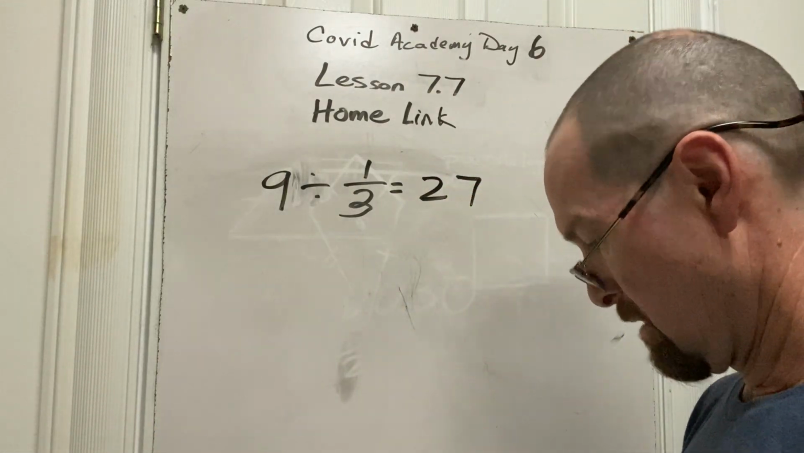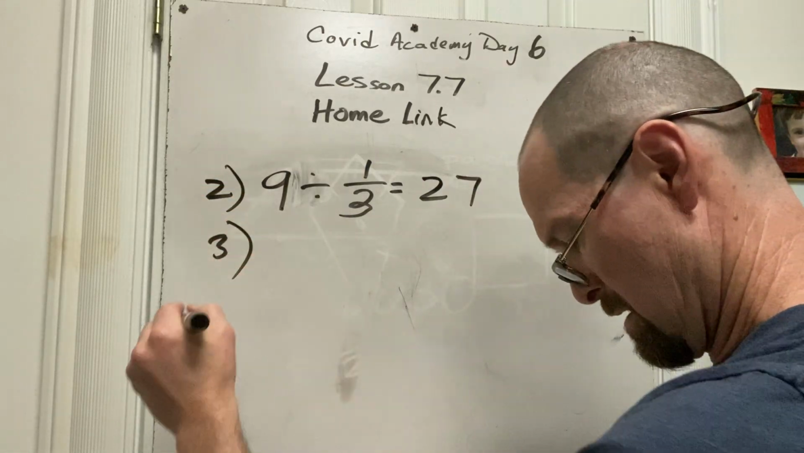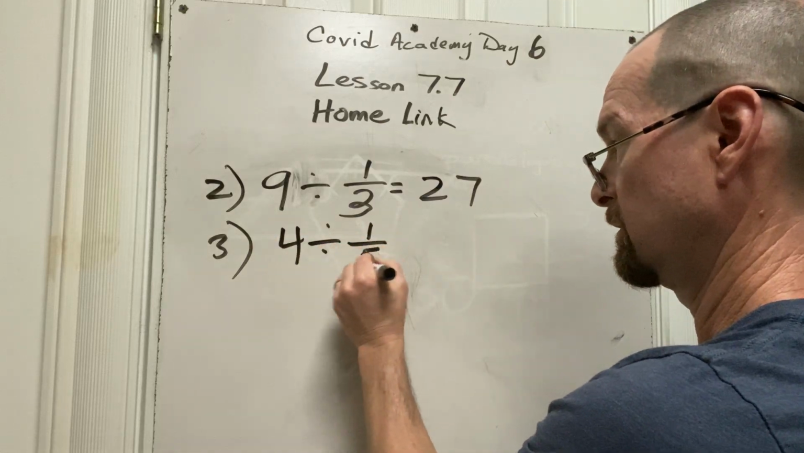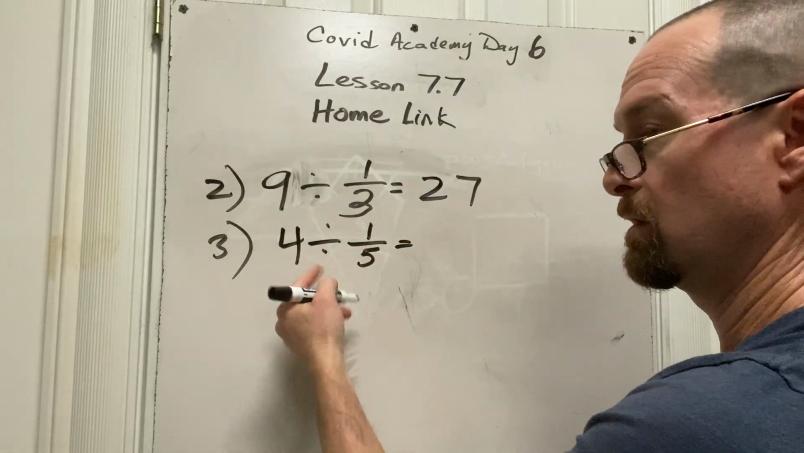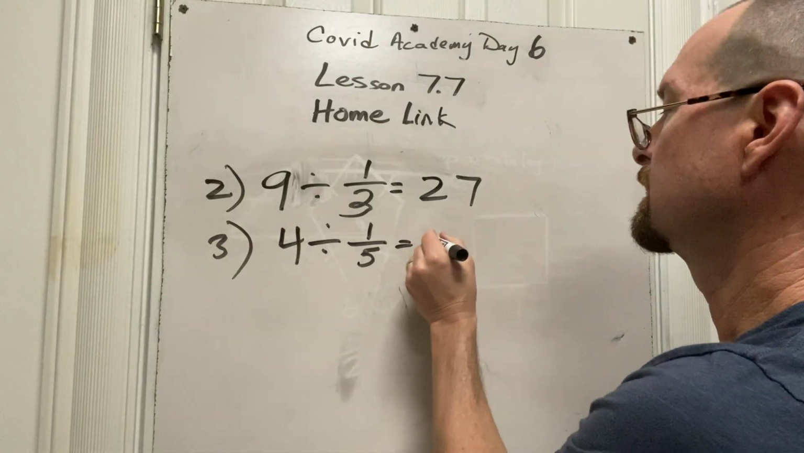All right, let's go to number 3. 4 divided by 1/5. Same thing. How many fifths are in 4? 1/5, 1/5, 1/5, 1/5, 1/5 makes 1. You've got to go up to 4. It's going to take you 20 of those.